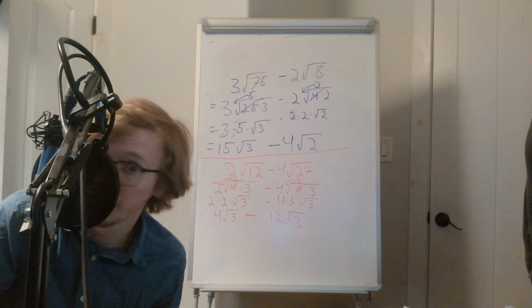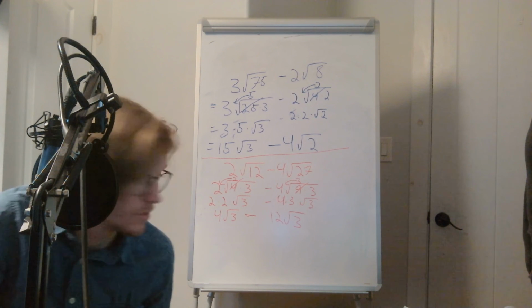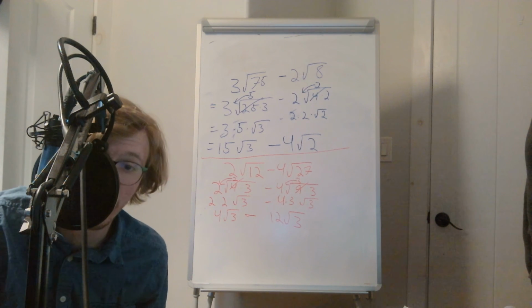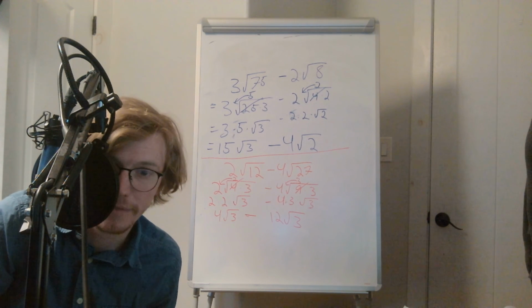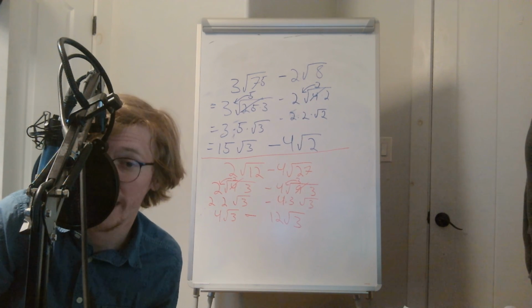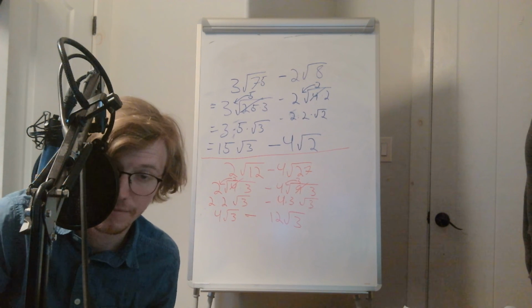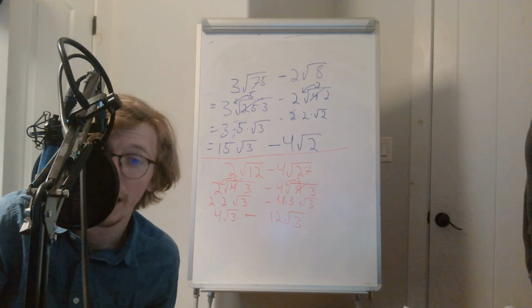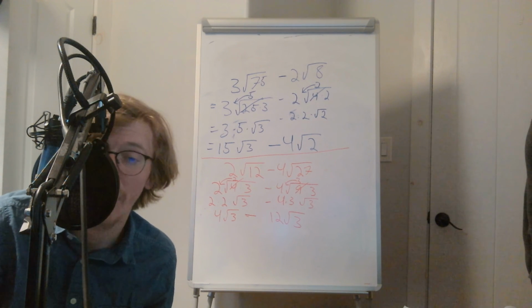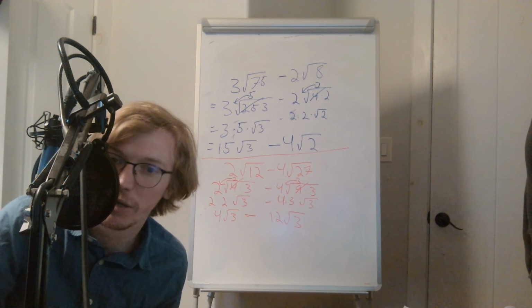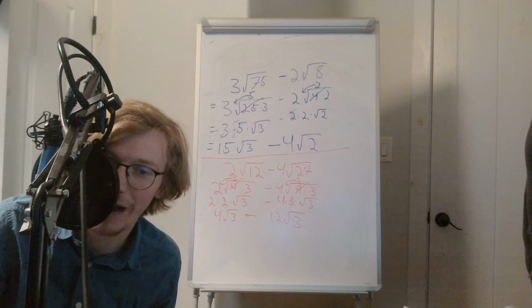Now comes the subtraction. Can we subtract these two terms? On the left, we've got 4 times the square root of 3, and on the right, we've got 12 times the square root of 3. Now we're being told to subtract them. Can we subtract them? The answer is yes, we can. Why? Because they're like terms. They have like radicands, is the mathematical term for it. Radicand is the number under the radical sign.